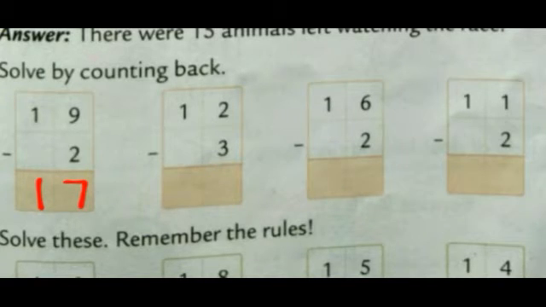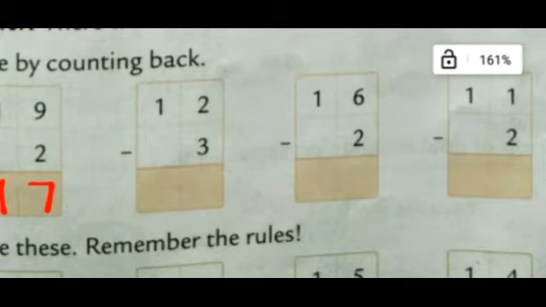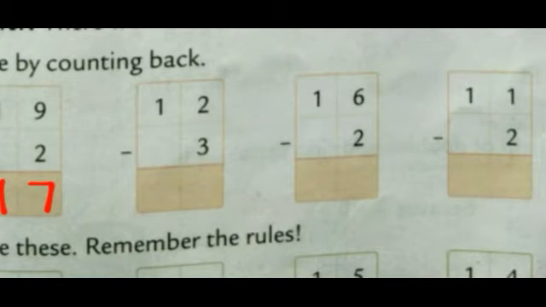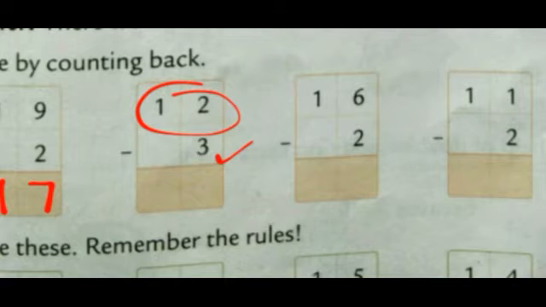Okay, now see the next one, 12 minus 3. Which is the bigger number? 12 is the bigger number. Now we have to count back 3 numbers to get the answer. So let's count 3 numbers back. 11, 10, 9. We got 9. 9 is a single digit number, so it will be written under the ones column like this.